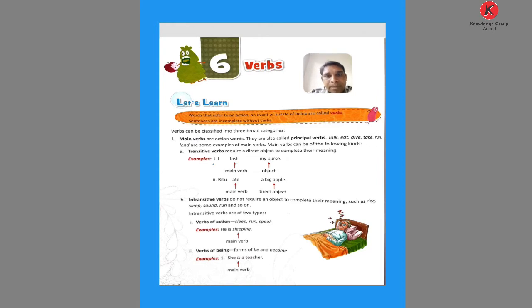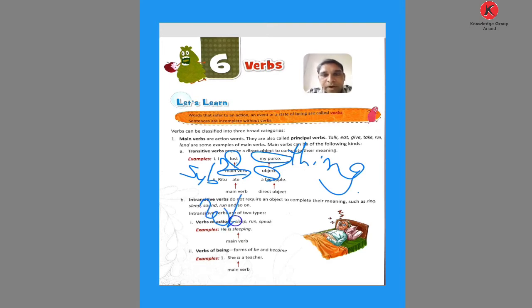I lost my purse. I is the subject, lost is the main verb, and my purse is the object. Object means thing. If you do not know what the object is, ask the question with what. If you get the answer to the question asked with what, you have got the object.